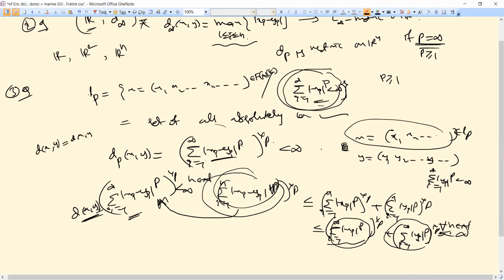Take another page. Take another page also. Problem with this. Problem. So d of... The first property is clearly true, it is non-negative. The second property is also trivially true because the modulus is there. The third property is also trivially true.